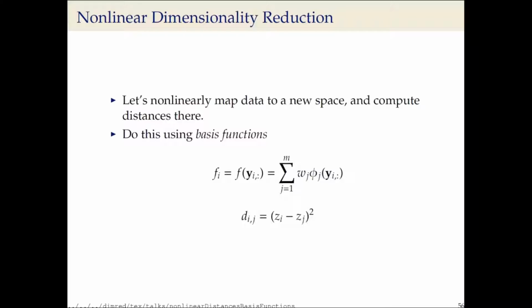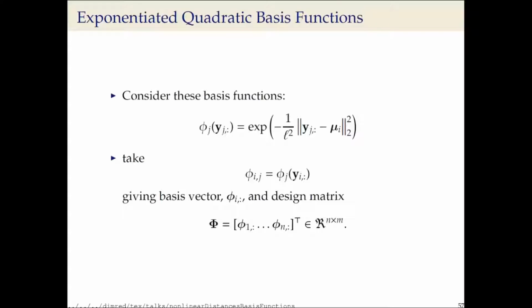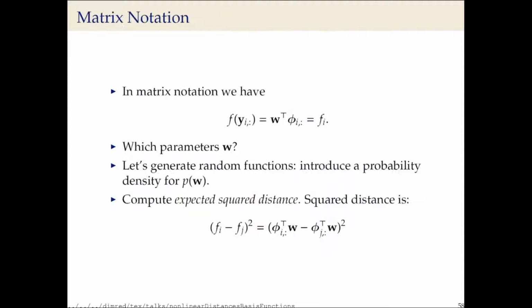this f_i. Measuring the distances, that should be f_i minus f_j squared. And I'm going to think about that, first of all, in vector form. So instead of the sum, I'm just showing w transpose phi_i, where that's a vector of all the basis functions to give me my output. Because this means I can now write my squared distance in this form.